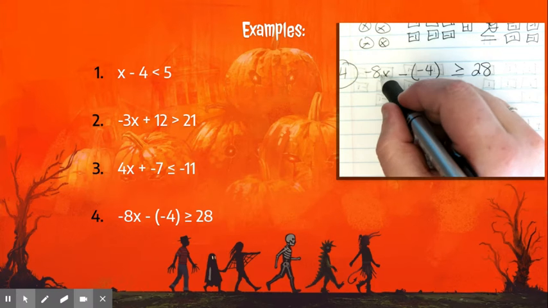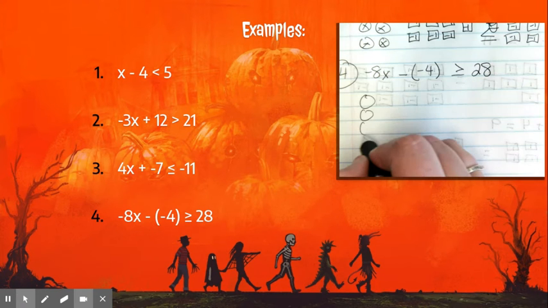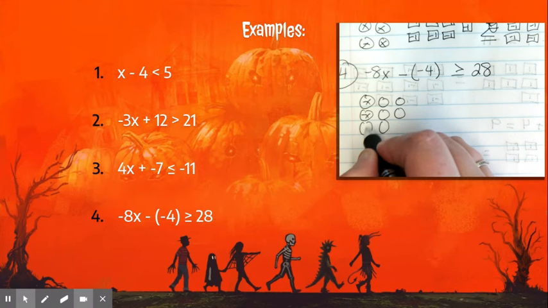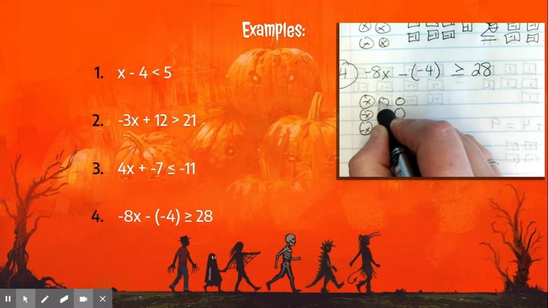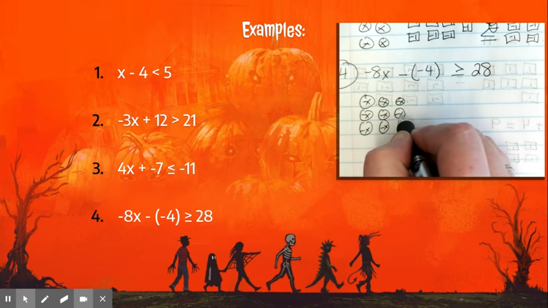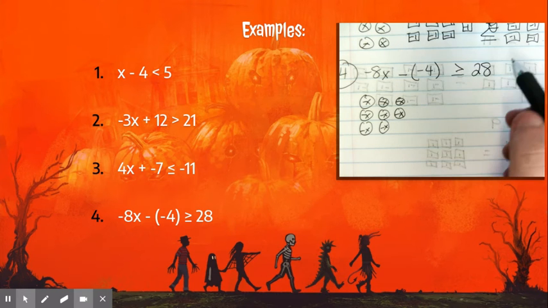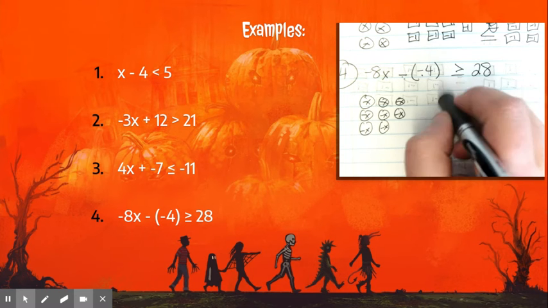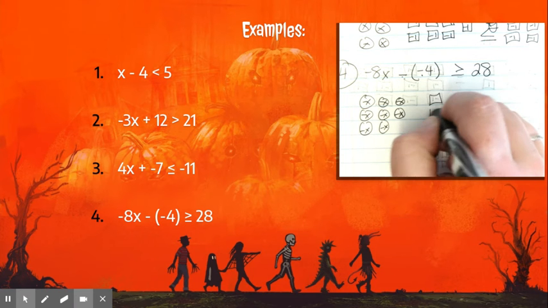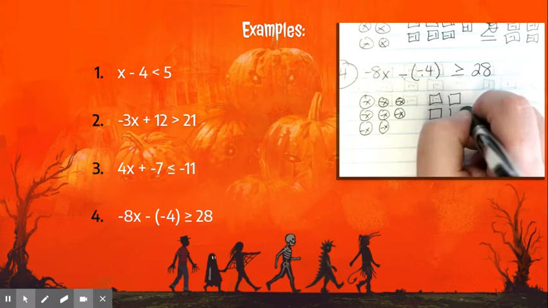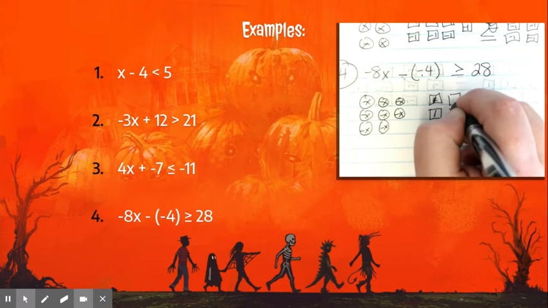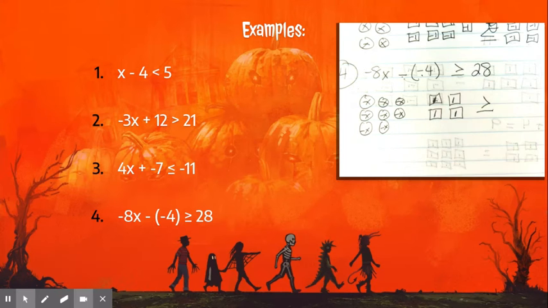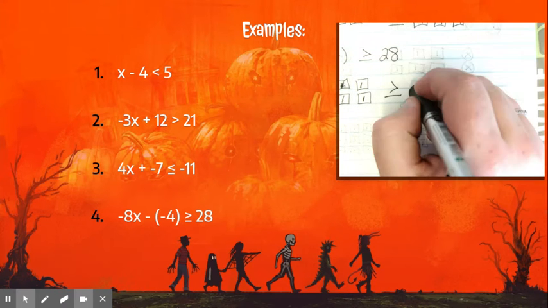Okay, negative 8x. So I have 8 negative x's. Okay, minus a negative. Remember, if I subtract a negative, they end up being positive. So these are going to be positive 4. 1, 2, 3, 4. Greater than or equal to 28. I got lots of boxes to draw.